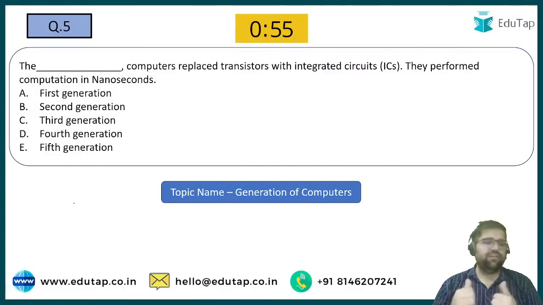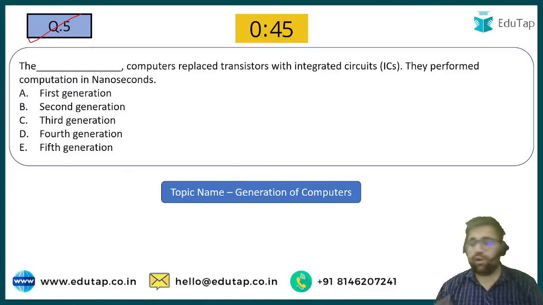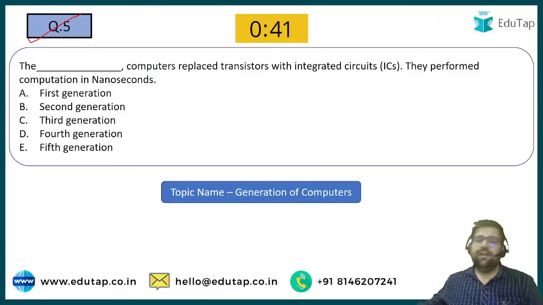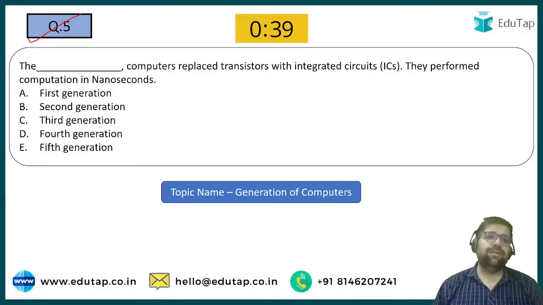Good, good, good, everyone. You are going on a good track. Question number 5 on your screen, taken from generations of computer. Now, this is very easy. This we have just now understood. So I expect everyone to answer. If you are not answering, then you are making a big mistake. Right now, you can just test your knowledge. This is the platform for you.